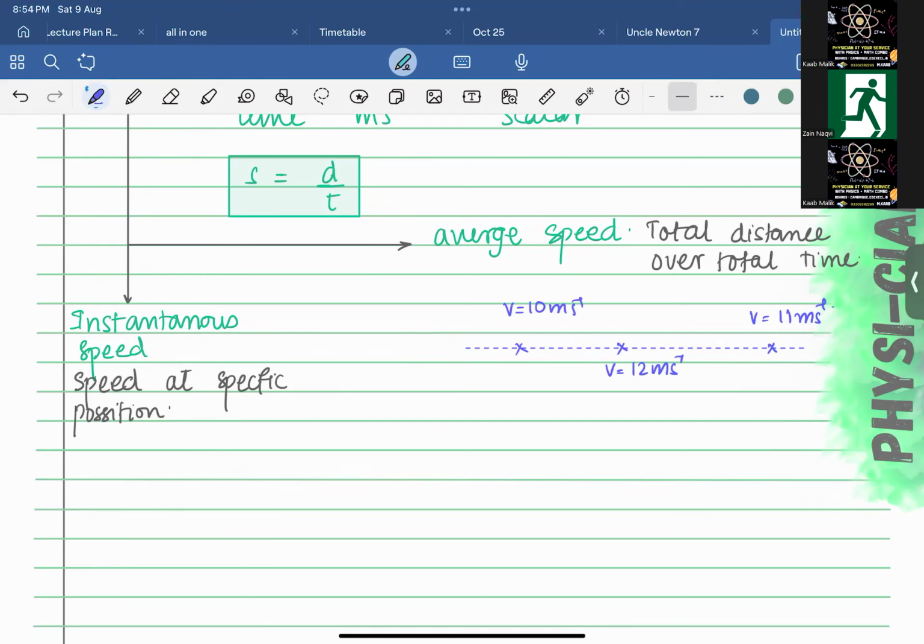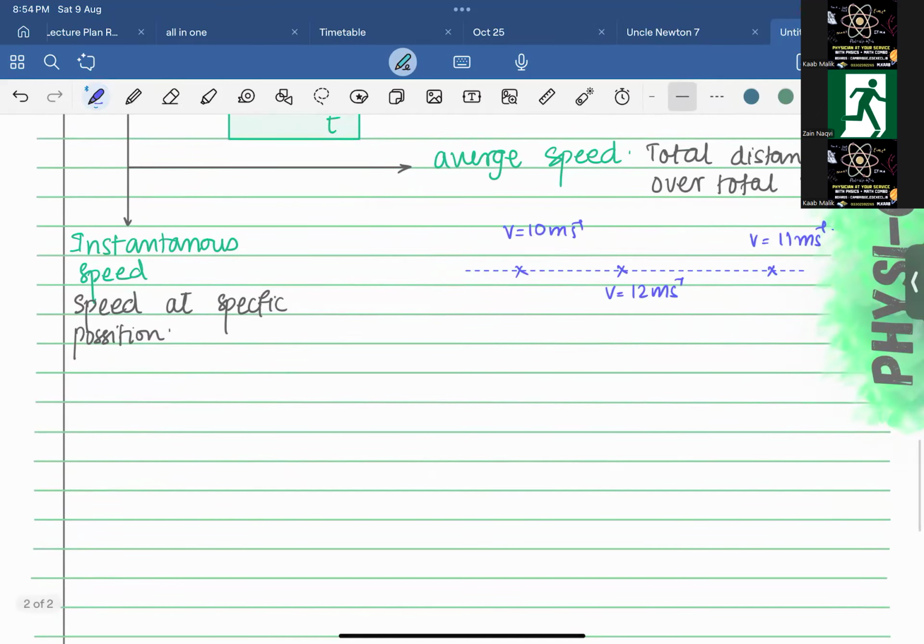But if, let's say, the object takes 4 seconds to reach this point, and then it took, let's say, 15 seconds to get to that point. And it takes around 4 or 5 seconds to get to the next point.